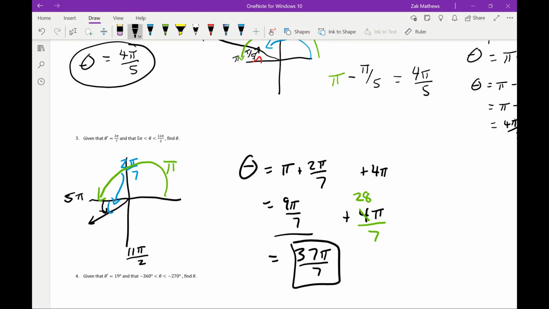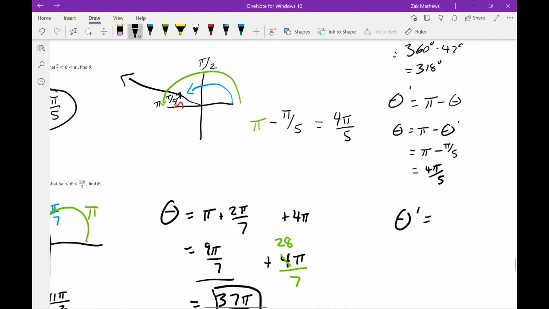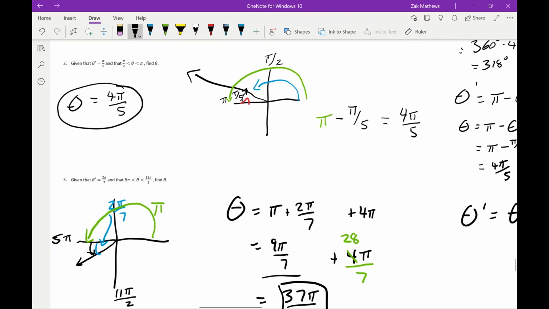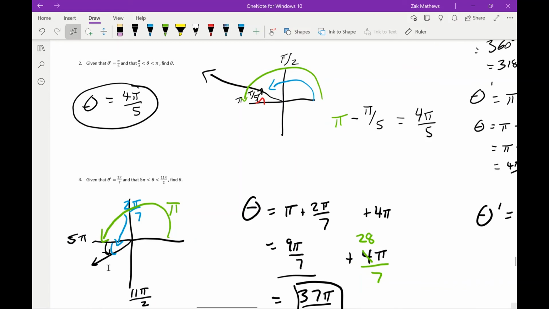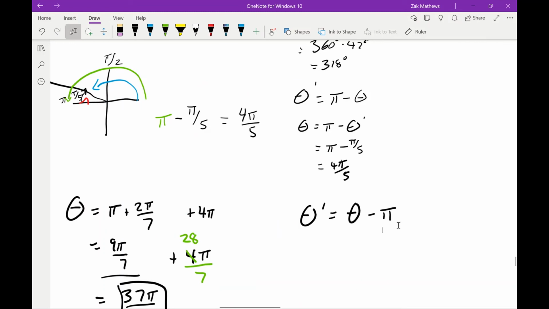Now, as we did in the last few examples, we saw that we could use our reference angle formula and manipulate it to get it to something we can use. So if we think about the reference angle in the third quadrant, that would be theta minus pi, because our reference angle is how much we are off of that pi by. So the reference angle is theta prime equals theta minus pi.